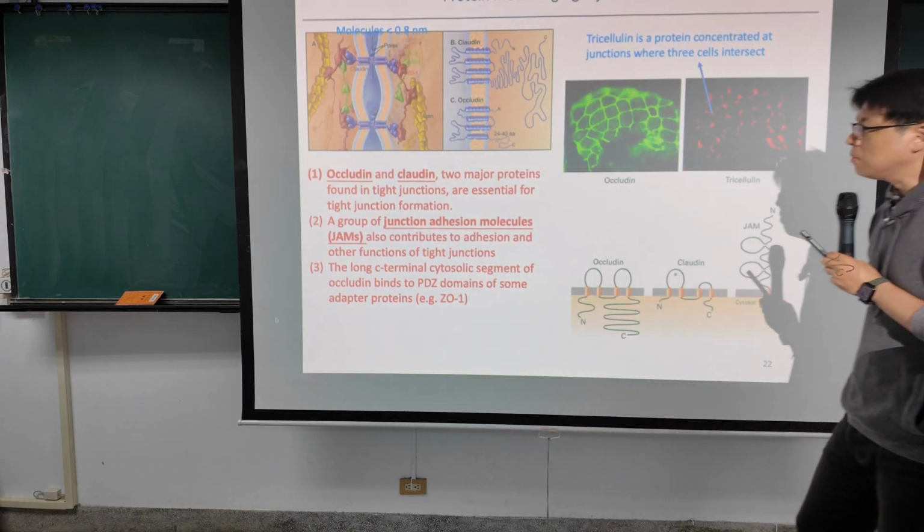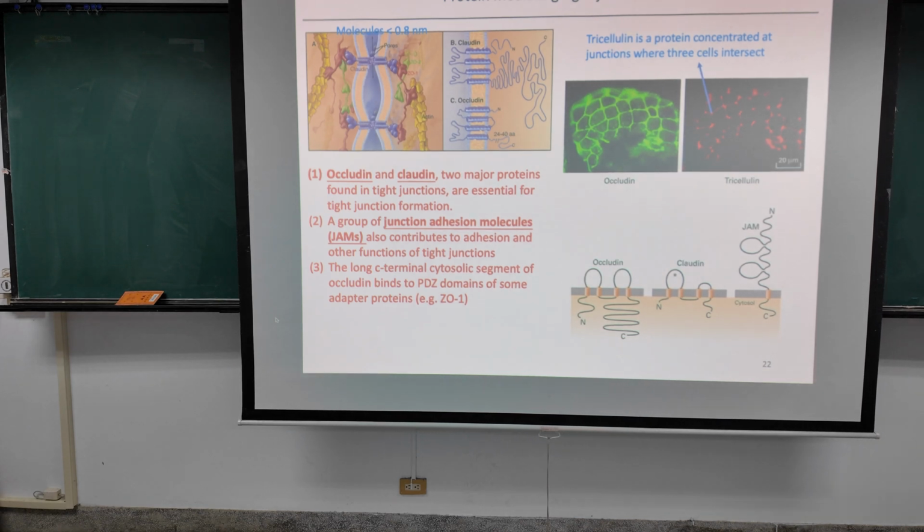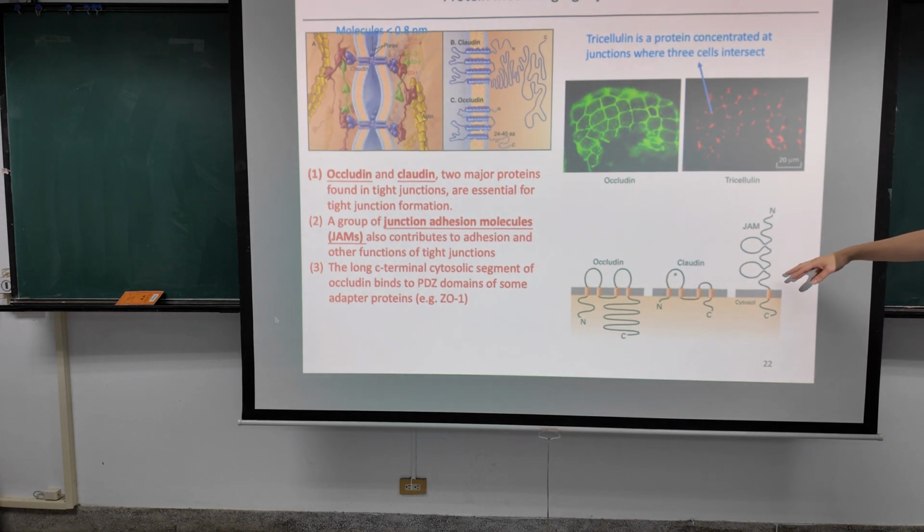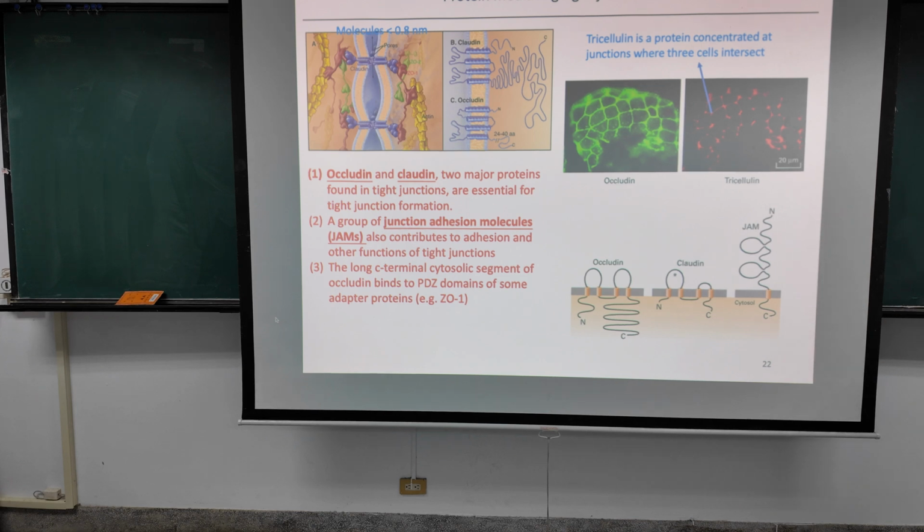Okay. And also, the junction adhesion molecule will also be a major component you can find in the tight junction. Then also, in some cases, tricellulin is the protein concentrated at the junction where three cells intersect. Okay, one, two, three cells intersect.